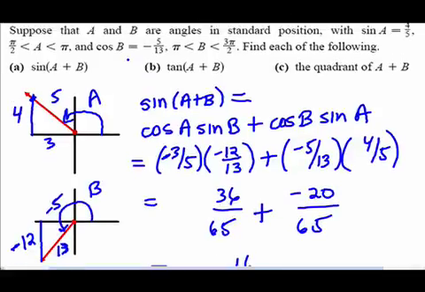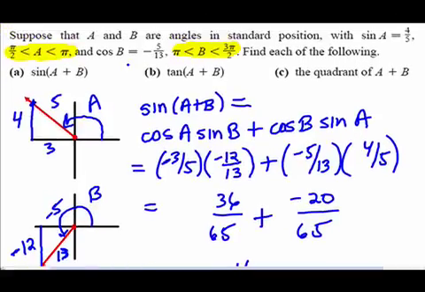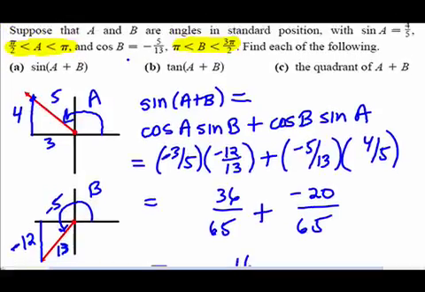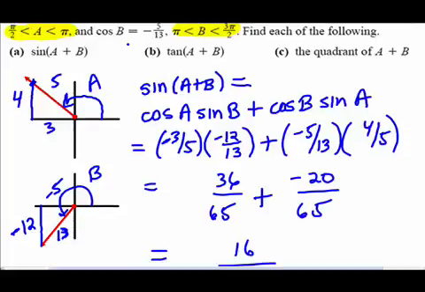A couple of things that I want to point out: I'm glad you saw that this is code for, hey, angle A is in quadrant 2, and this is code for angle B is in quadrant 3. So draw your diagrams accordingly. Angle A, quadrant 2, you get a 3, 4, 5 triangle. Angle B is in quadrant 3, so you get a -5, -12, 13 right triangle.